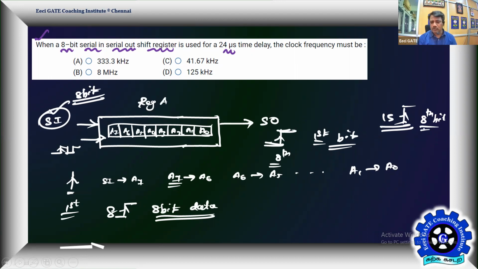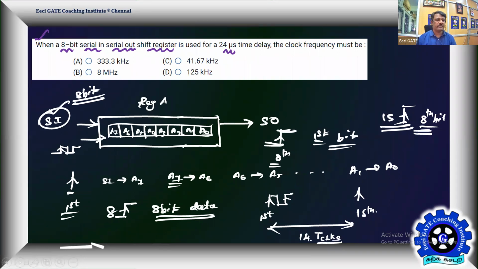After so many clocks, that means 15 clocks, at the 15th clock it is available. So from the first clock to the 15th clock we have the gap. This is the first clock and this is the 15th clock. Going from the first to the second clock is 1 T clock. So for the 15th, how many T clocks? We have 14 T clocks. Let me check once.